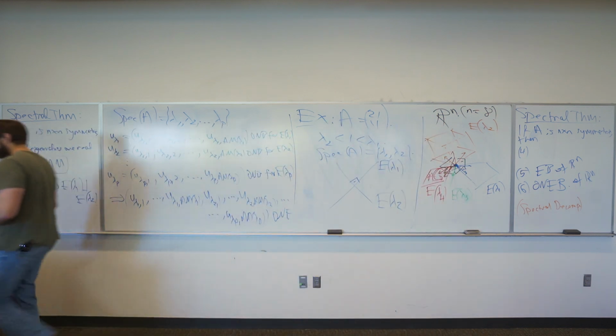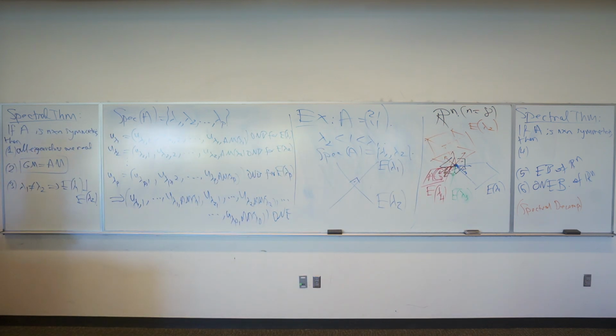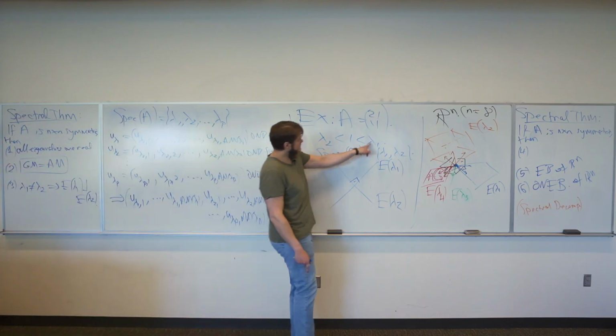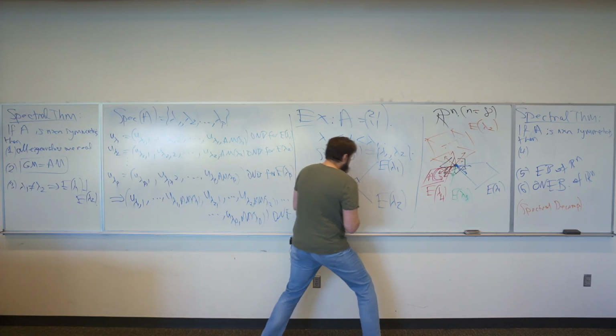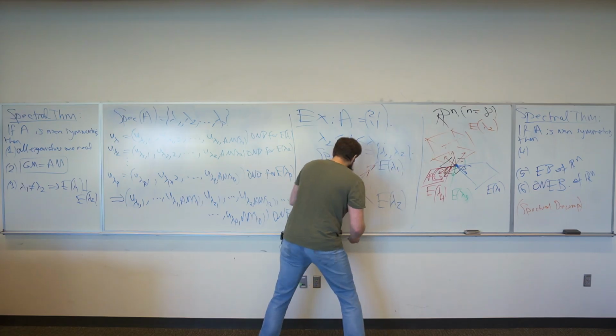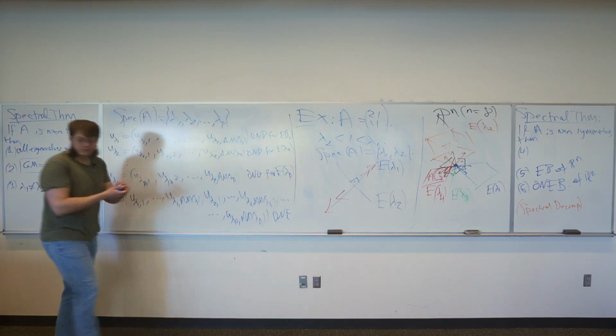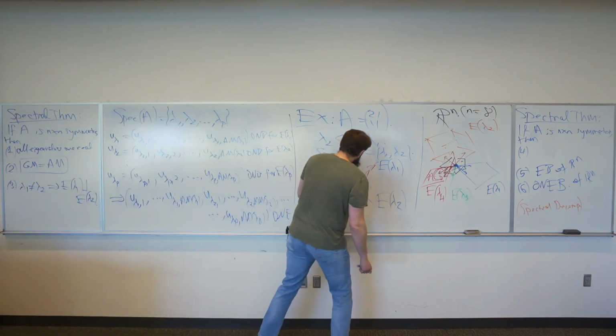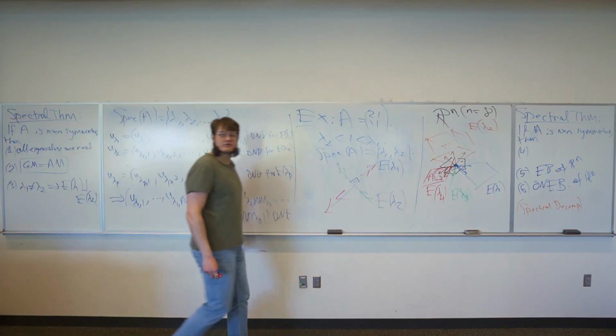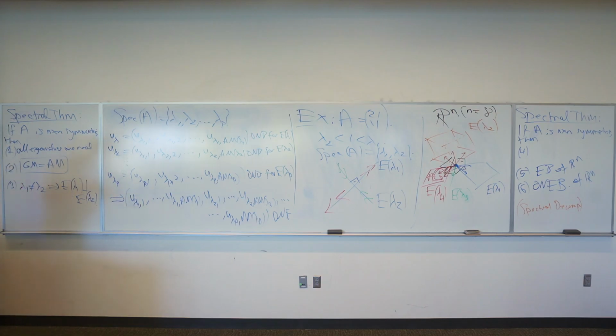Okay. Remember, I told you that because this lambda 1 is larger than 1, under A, this line is going to be preserved, and it's going to be expanded. And here, the second eigenspace is going to be contracted. Okay.